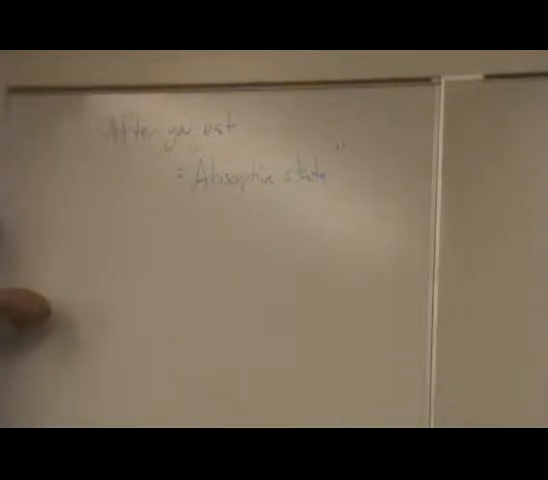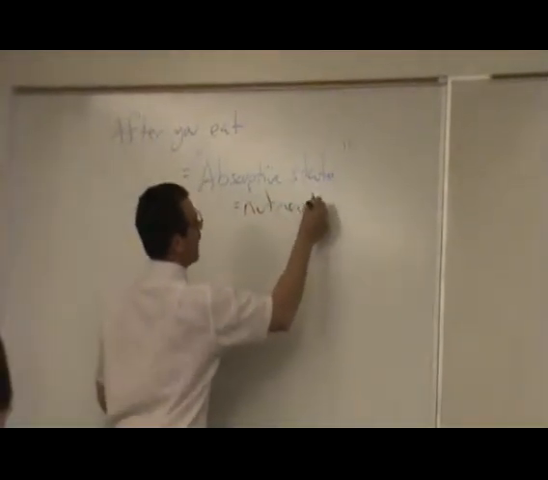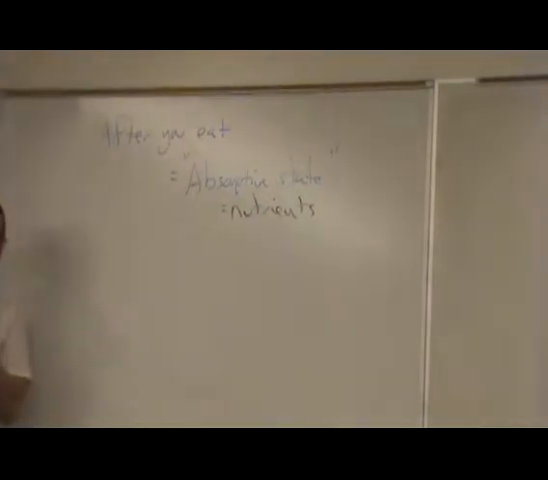We're going to talk about this word for a while, the absorptive state. That's after you eat. So what are you absorbing in the absorptive state? Nutrients. I'm taking the nutrients and I'm absorbing them. What organ absorbs stuff? Small intestine.